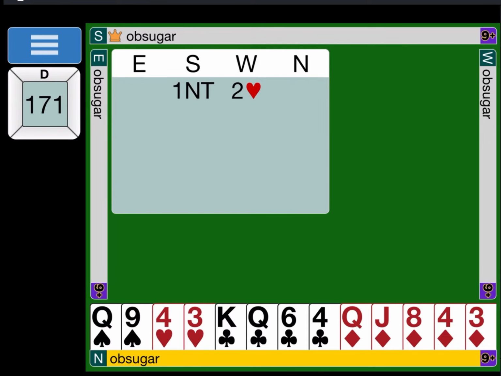So what's the deal with his hand? 5, 7, 8, 9, 10 points. Game forcing. I'm not sure where the 2 no trump would go to, frankly.